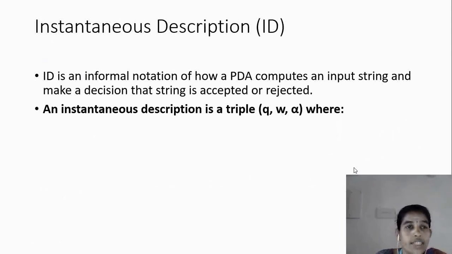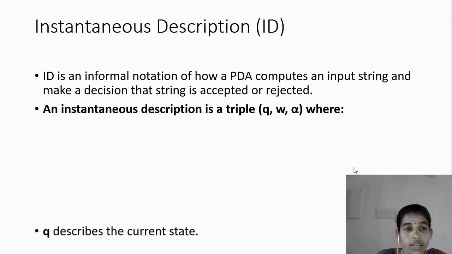One more concept is known as the instantaneous description. It shows how the PDA manipulates your input string and makes a decision whether the string is accepted or rejected. It is described by the triple (Q, W, alpha). These three parameters are very important. Based on them, you can judge whether the given string is accepted or rejected.